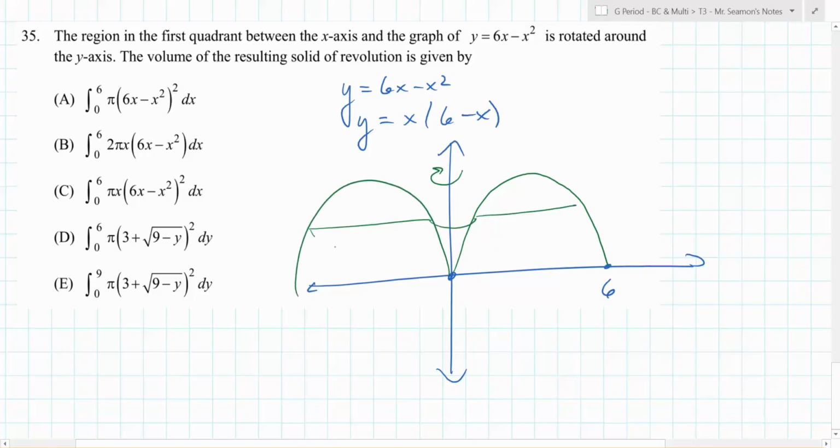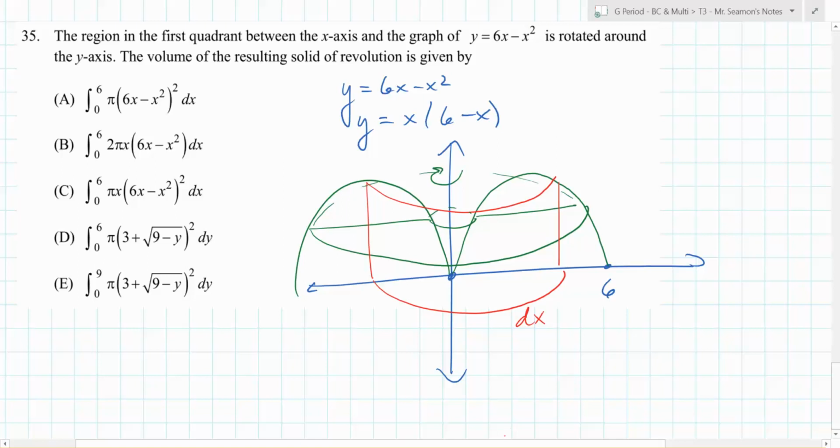I like drawing the other picture too, because what can you draw if you draw the other side? What are these called? Washers. Remember the word washer? Are we integrating with respect to x or y? Well, actually, excuse me. Could you do this with cylinders instead if you wanted to? Could you do this with cylinders?